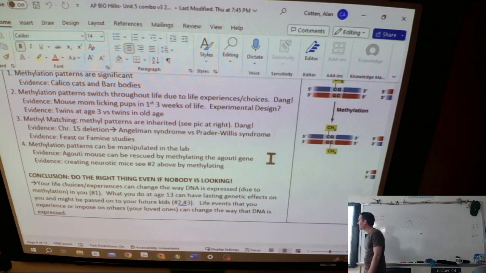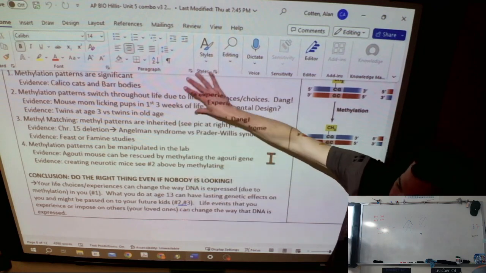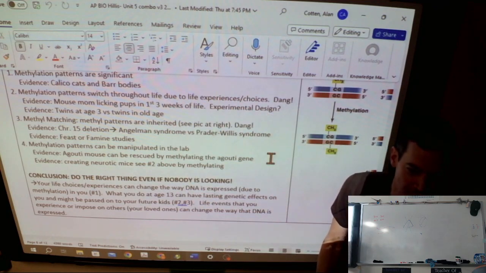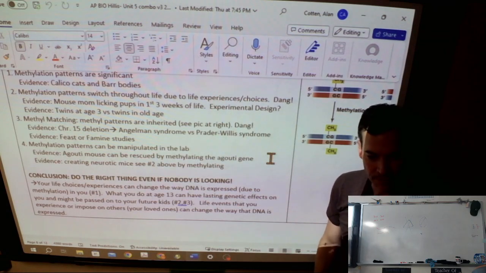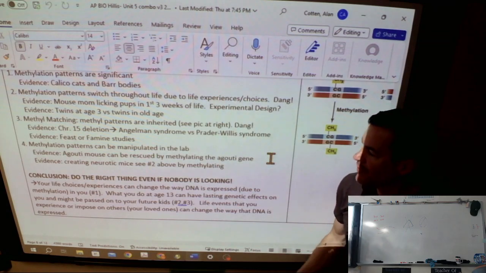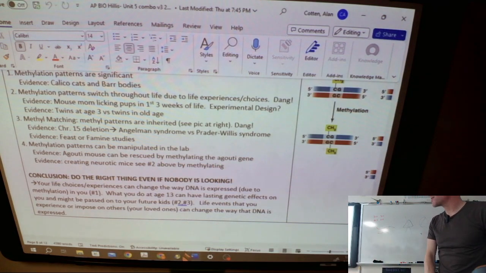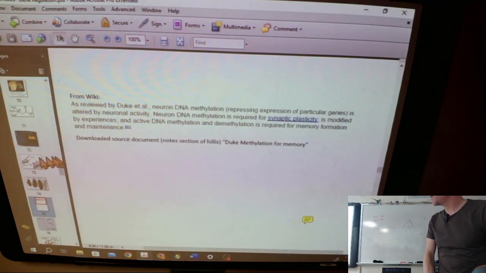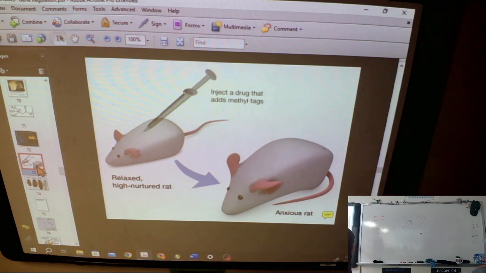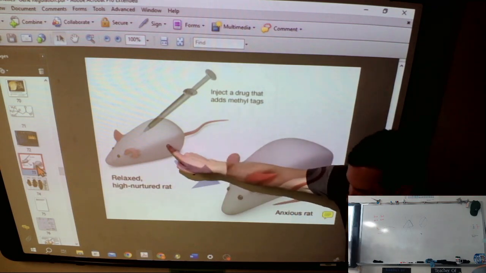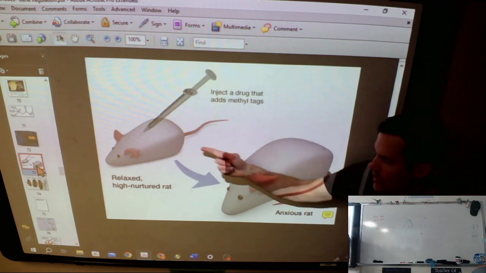All right. Any questions about the 1, 2, 3, 4 kind of DNA methylation stuff? I find this completely fascinating because we now have a chemical reason for why I am the way that I am. Yeah, that was just the evidence for creating neurotic mice, a quick little nod to this. I can add and remove methyl tags, and I can switch back between an anxious neurotic mouse and one that's just kind of chill by turning genes on and off.